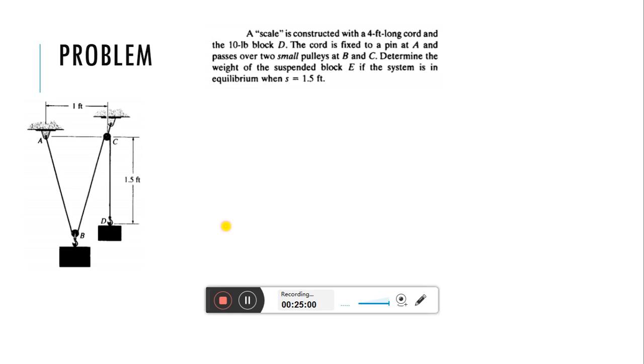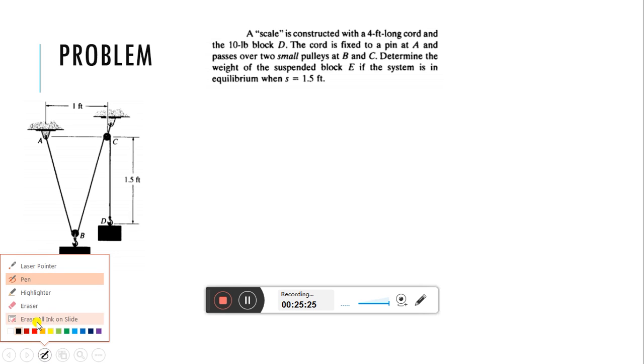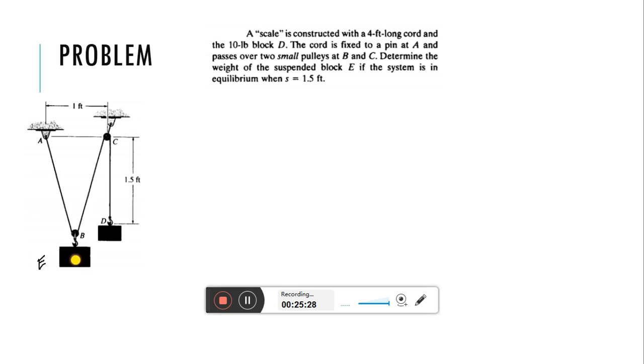Hope you understand what is the function of this scale. This is basically a weight measuring scale, and this weight, this block, E block, let us write E here, it will be easy for you to understand. So this E block is the unknown, and you need to find out the weight of this E block simply by measuring this length CD, that is also denoted by small s. This is the system.